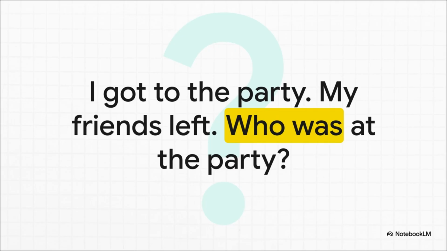Picture this. I got to the party. My friends left. Okay, so who was actually at the party when I walked in? Was it my friends? Was it me? Both of us? It's kind of confusing, right? The order of events is totally unclear.